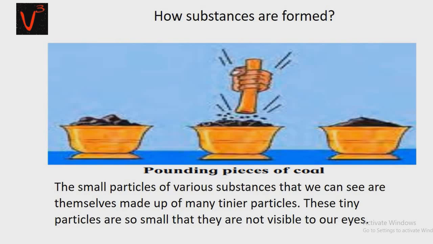See students, in the image, pounding pieces of coal is being done. That is, when you pound the coal, pound means what? Means crushing the coal. When the coal is crushed, it turns into a powder, which you can see in the second vessel. When crushing is done, at last what do you get? The fine powder of coal, right?